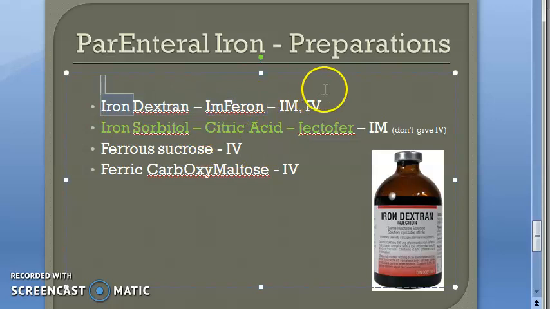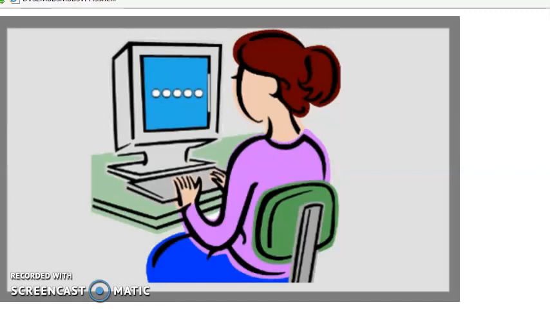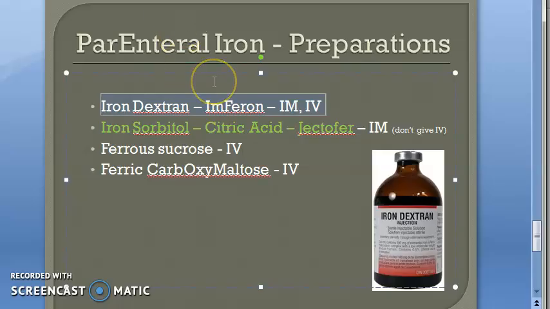Now let us look at iron dextran, Imferon, in detail. So what is it exactly? Iron dextran is a high molecular weight colloidal solution. Take a break if you haven't taken a break. Take a deep breath. We are looking at iron dextran. It is a high molecular weight colloidal solution. It contains 50 milligram of elemental iron per ml.